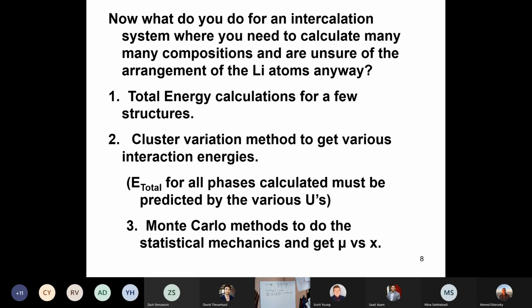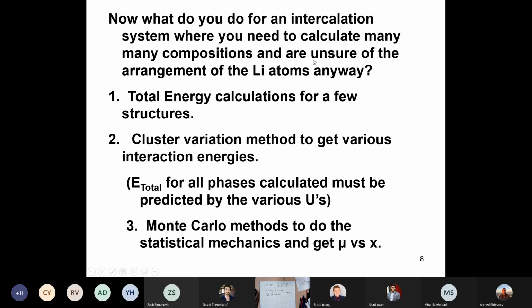So talk about lithium cobalt oxide. You want to calculate lithium 1 cobalt oxide, lithium 0.999 cobalt oxide, lithium 0.998 cobalt oxide, lithium 0.997 cobalt oxide, and you get the voltage for each of those. So you can make a very detailed voltage composition curve. So how do you do it? And you don't even know where the lithium atoms are. Are they randomly arranged within the sites? Are they ordered? Where are they?